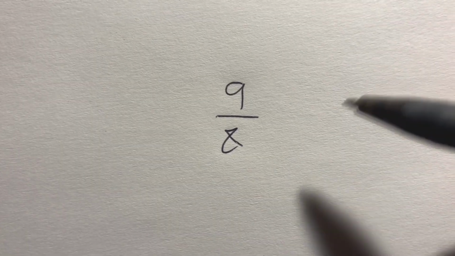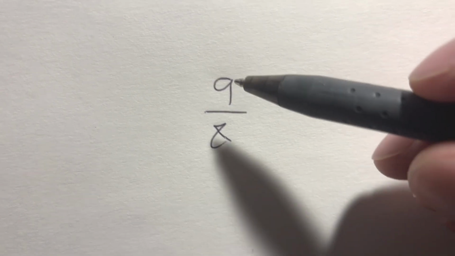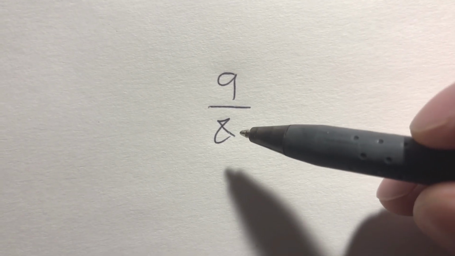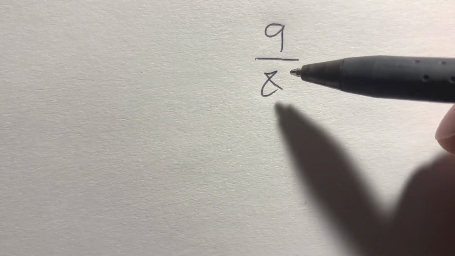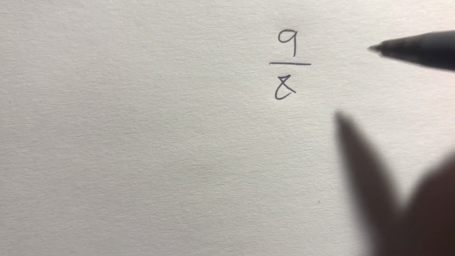As you can see, 9/8, the numerator is higher than the denominator. So let's see if I can remember how to do this from the last lesson. 8 goes into 9 one time, leaving 1 left over. So we take that out, and it leaves 1 left over, and it goes into it 1 time. So it would actually be this right here.